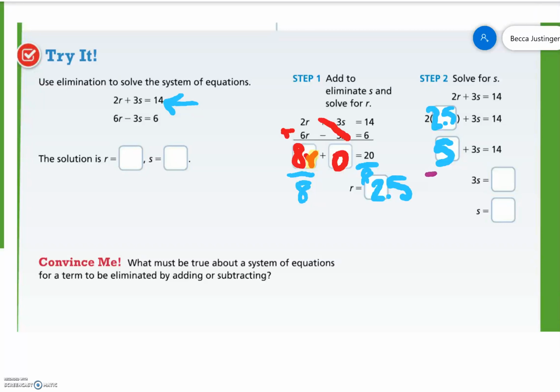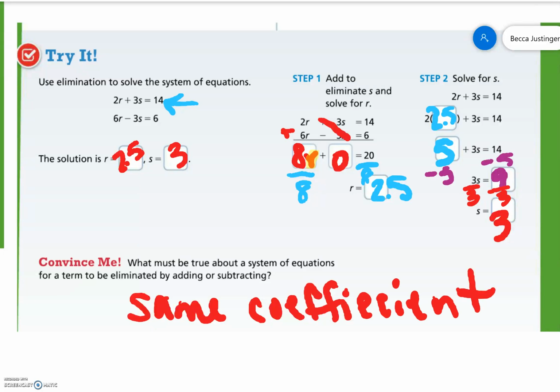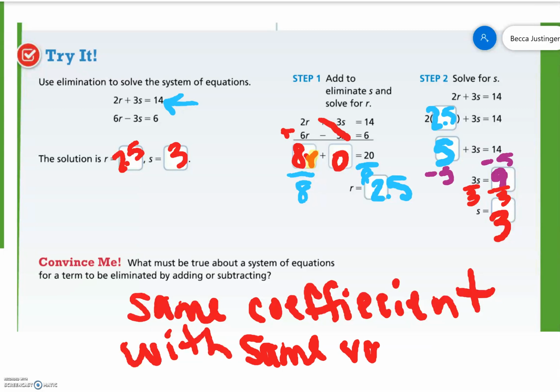To get the s alone, we first have to subtract by 5. So 3s equals 9. Divide by 3 on both sides. And s equals 3. So r equals 2.5 and s equals 3. What must be true about a system of equations for a term to be eliminated by adding or subtracting? They must have the same coefficient. The same coefficient with the same variable.